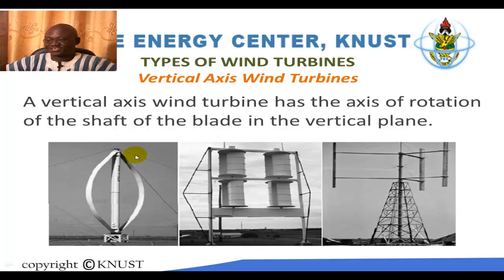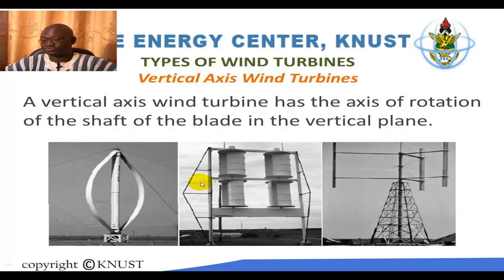Vertical axis wind turbines, as the name implies, have the axis of rotation of the shaft, the blade shaft, in the vertical plane. And I've given some demonstrations here. You can see them. These diagrams here are all typical examples of vertical axis wind turbines. This first type is called the Darrieus type of wind turbine. It's quite huge. The base here could be equivalent to a building.